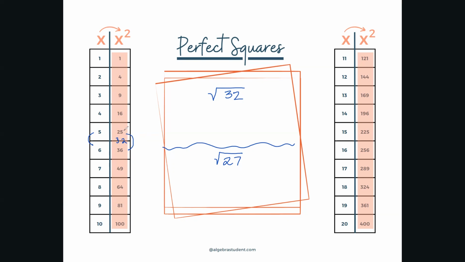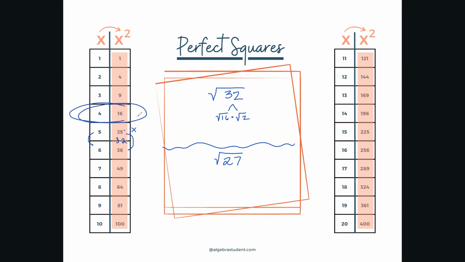32 does not divide by 25. I would get a decimal if I did that, but 32 does divide by 16. So I could say this is the square root of 16 times the square root of 2. If you go to your calculator, you would just do 32 divided by 16, and you'll see that it's 2.